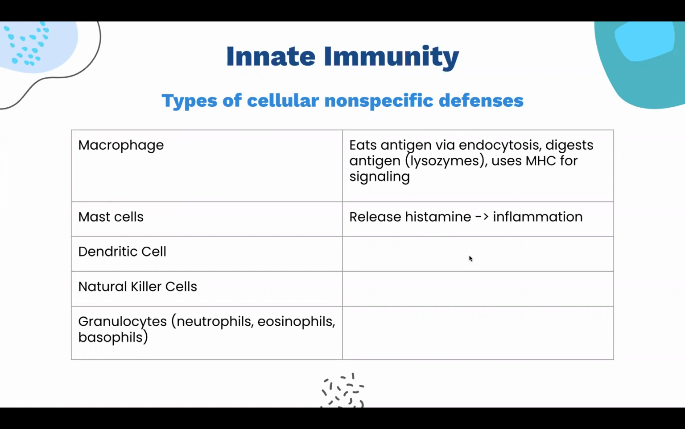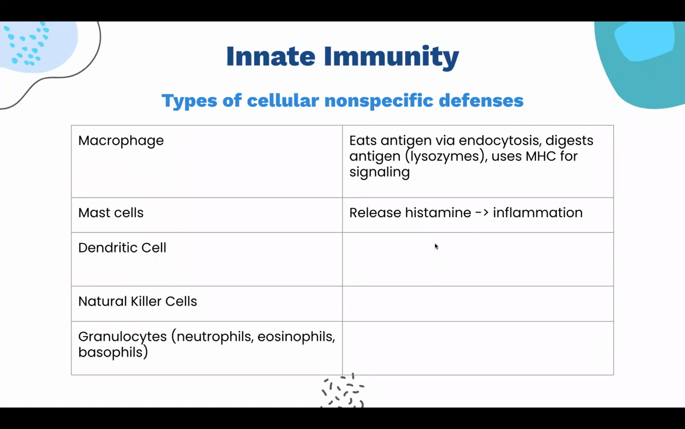All right, so what do dendritic cells do? Yes. Dendritic cells are responsible for presenting antigens and warning the T cells of an invader. So they're basically the bridge between the innate and adaptive immune system.